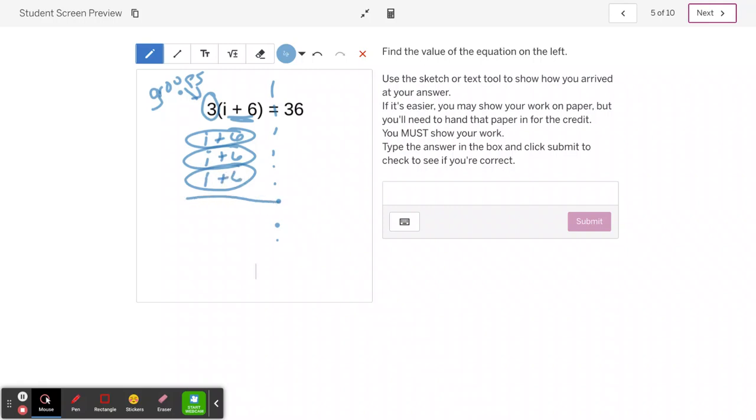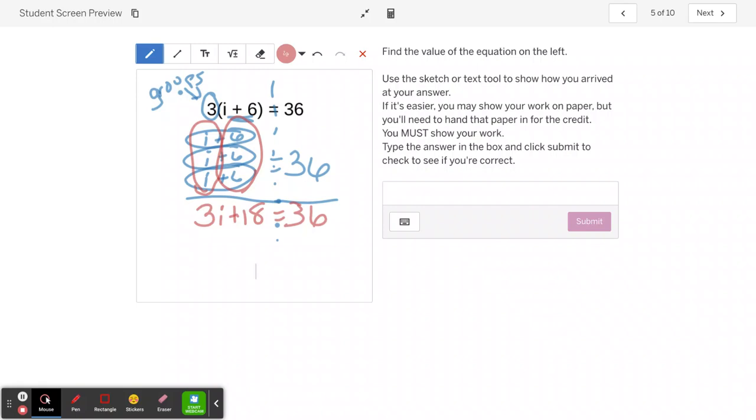Now, to make this a little bit user-friendly, I still have my equals 36, but now I'm going to recollect. I'm going to reclaim, I'm going to regroup. I'm going to put the i's together. How many i's do I have? Well, 1, 2, 3. I have 3 i's. Now I'm going to put the 6's together. They're all positive. So 6, 12, 18 equals 36. I would not do 3 of the 36's because the 36 is not inside the parentheses.